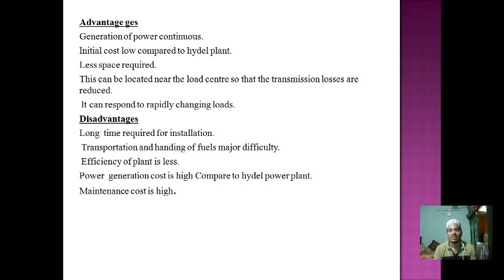Efficiency of the plant is less. The steam power plant efficiency is less compared to other power plants, and the power generation cost is high compared to the hydel power plant. The cost of generating power in a hydel power plant is less compared to the steam power plant. The maintenance cost is also high because every year, as per the rules, we have to maintain the steam power plants. Then only it gives good efficiency, but not high.